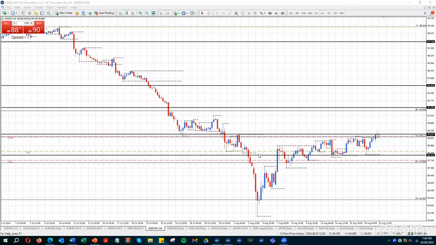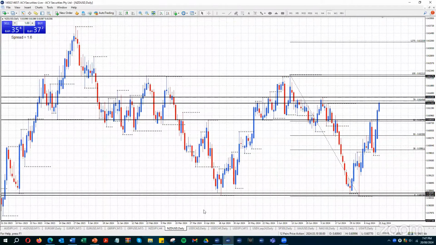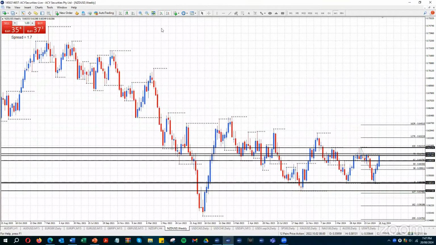Okay, so that's the level to watch at the moment. 89.94, is it resistance to sell down from, or are we going to see a break above it to become support? New Zealand dollar, been moving up, very much like the Aussie dollar. On the weekly, we have the range.